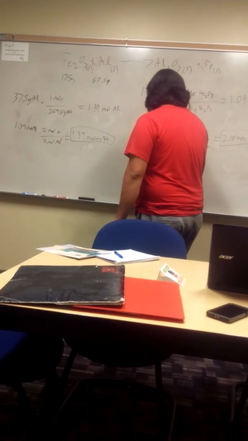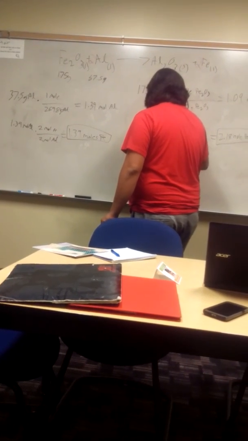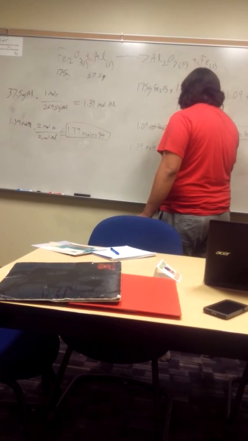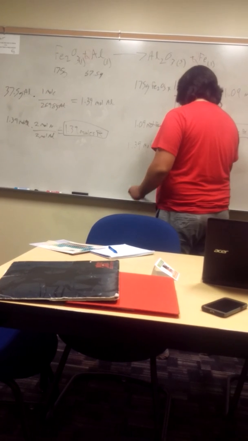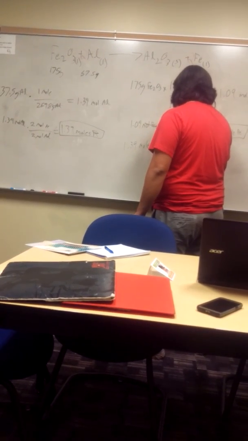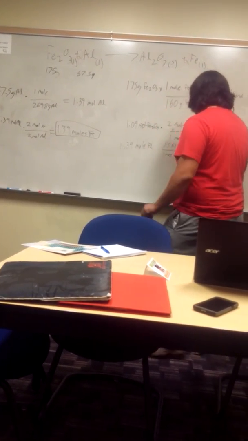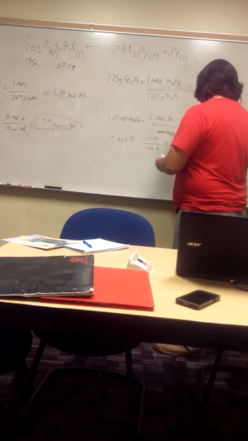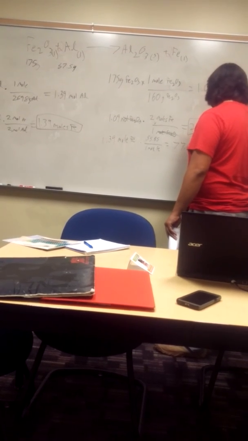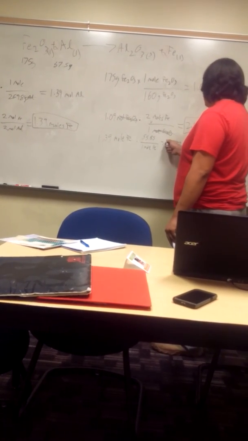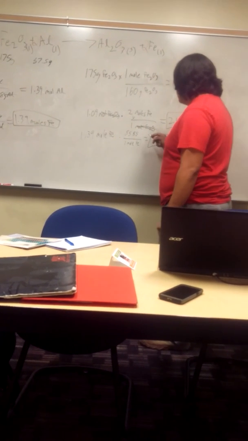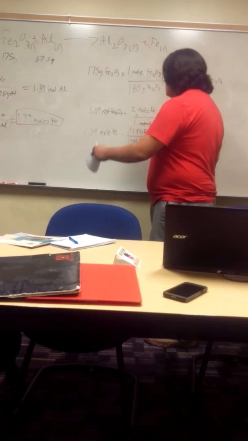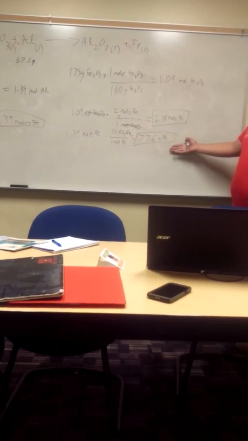So it's 1.39 moles of iron, and then we multiply that by the mass of iron, which is 55.85 over 1 mole of iron, and that is equal to 77.6 grams of iron. And that's how many grams of iron are produced in this equation, with aluminum being our limiting reagent, 77.6 grams of iron.